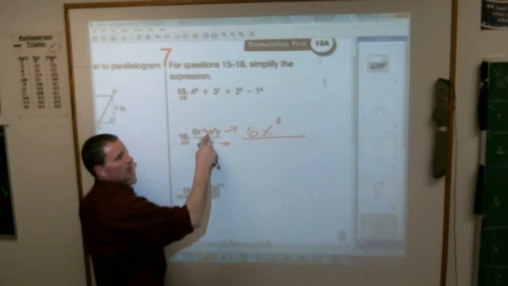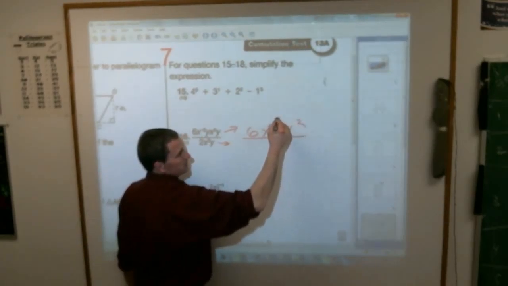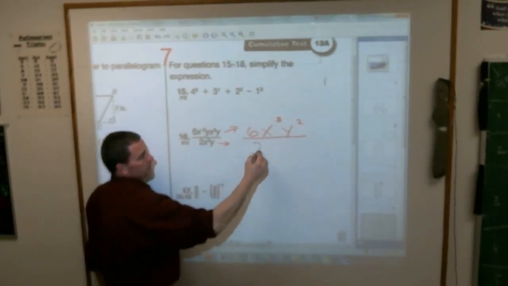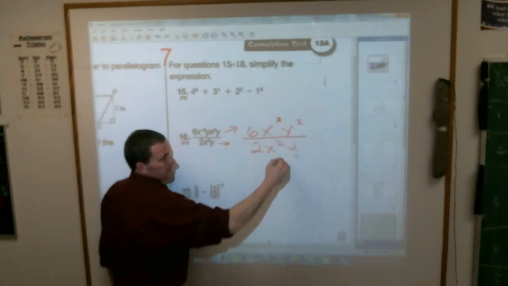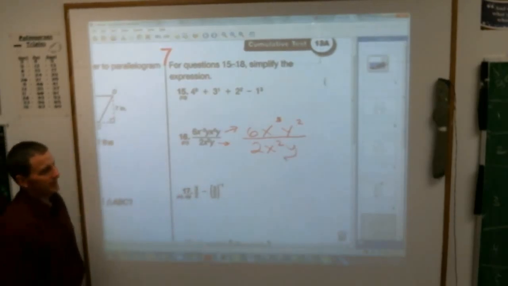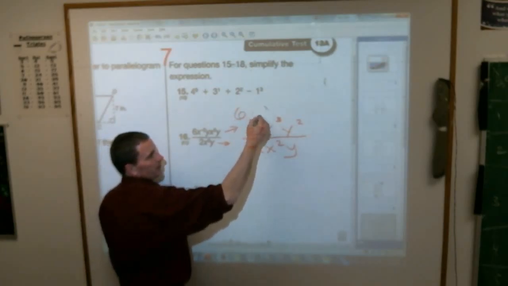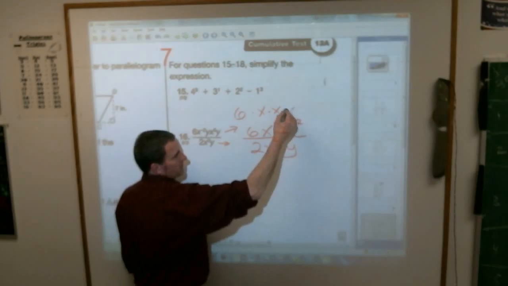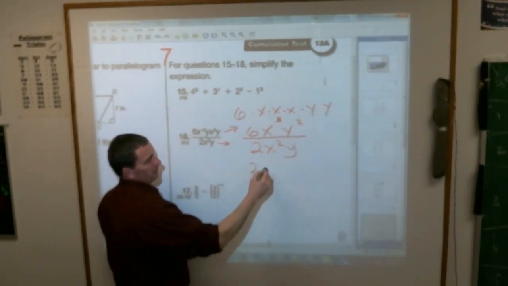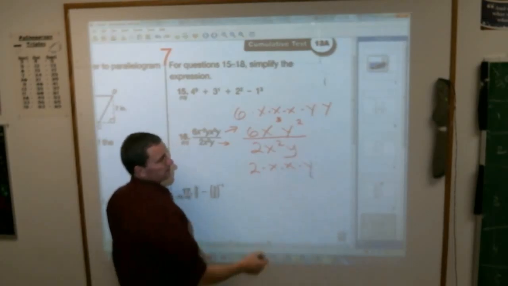You have a y and a y, and that gives you a y squared. Y times y, and 1 plus 1. On the bottom, you have 2x squared y, and now you can cross off identical things on top and bottom. Really, on top, you have 3 x's times themselves and 2 y's. On the bottom, you have 2 x's times themselves and 1 y.